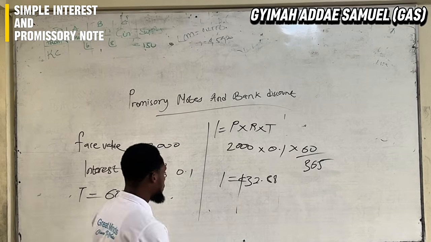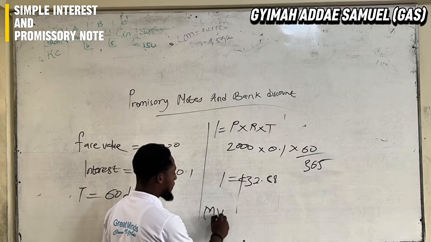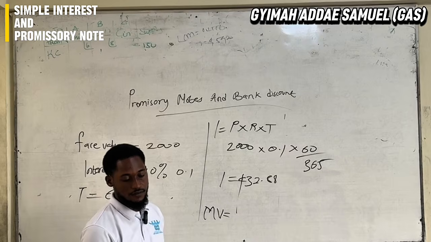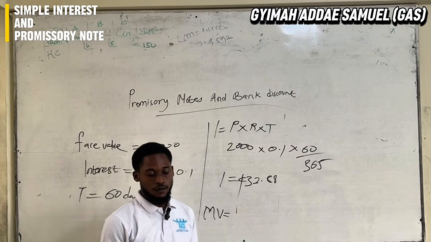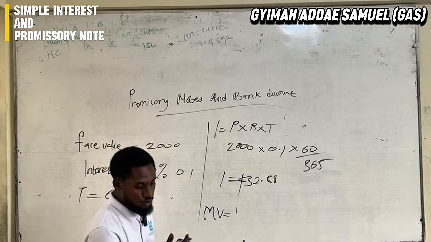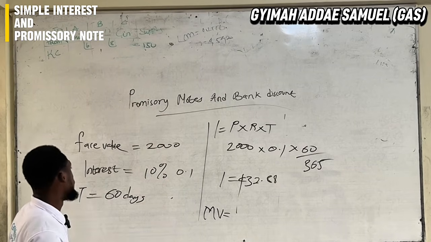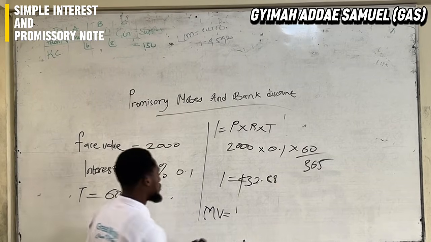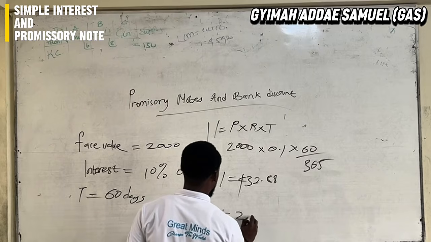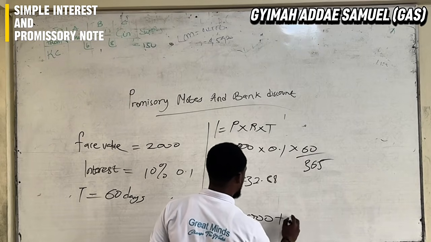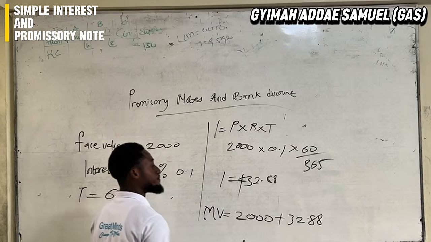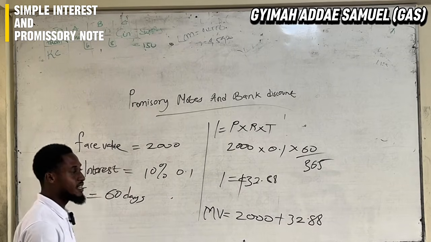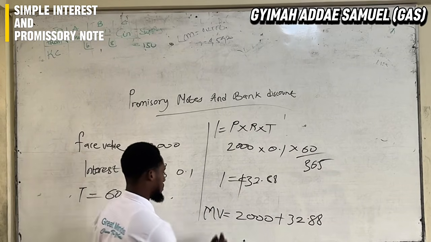32.88. So now we move on to find our maturity value. The maturity value, you add your interest amount to your face value or the principal. The principal or face value is 2,000. So we will have to add 32.88 to the 2,000.